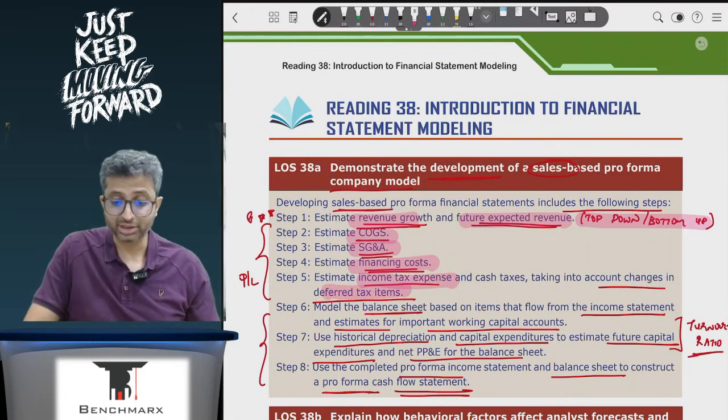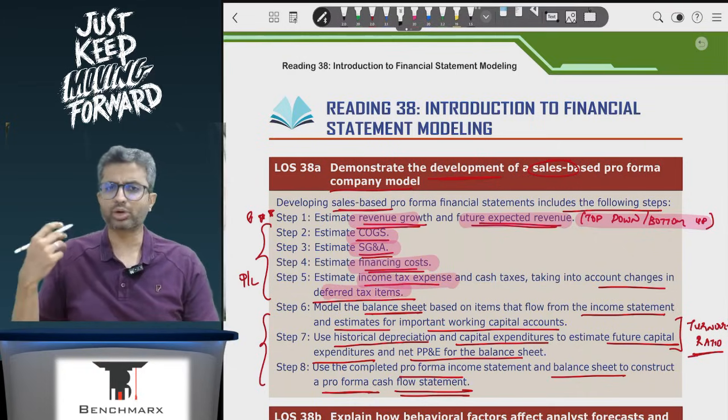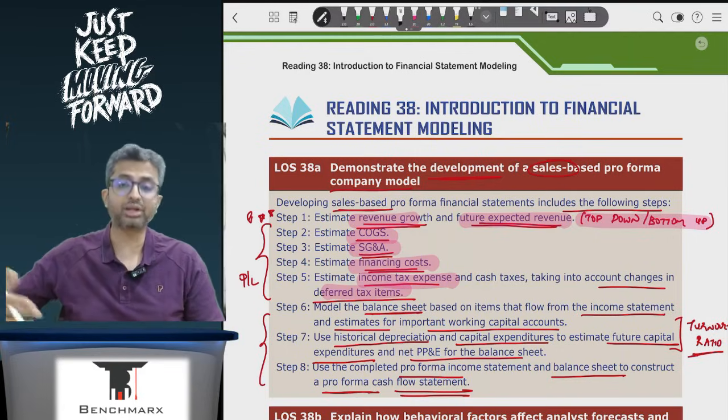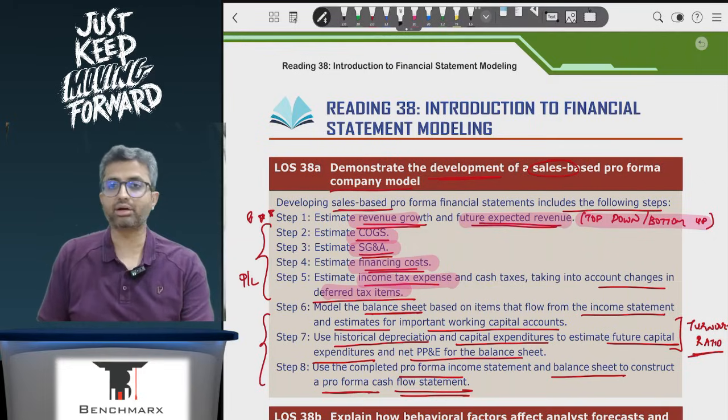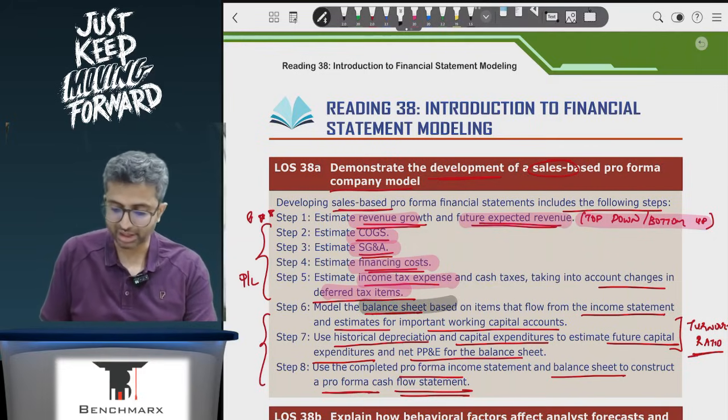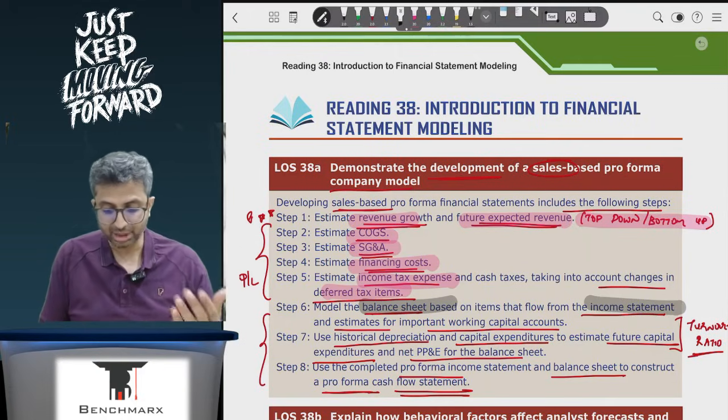After that, you will forecast the balance sheet items. So for balance sheet items, you will try to forecast the fixed assets, the working capital, that will help you in figuring out the cash requirements. Usually, you will use the turnover ratios for this. You will try to forecast the balance sheet items using the income statement estimates.